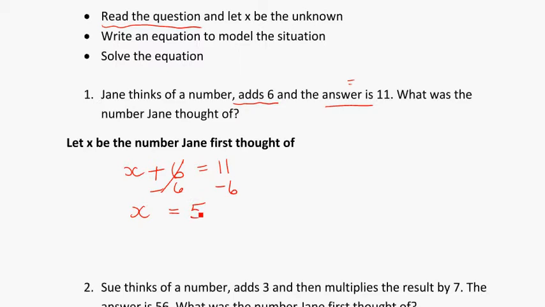Now don't leave it there, always write a sentence at the end. The number is 5. Okay, let's try another question.